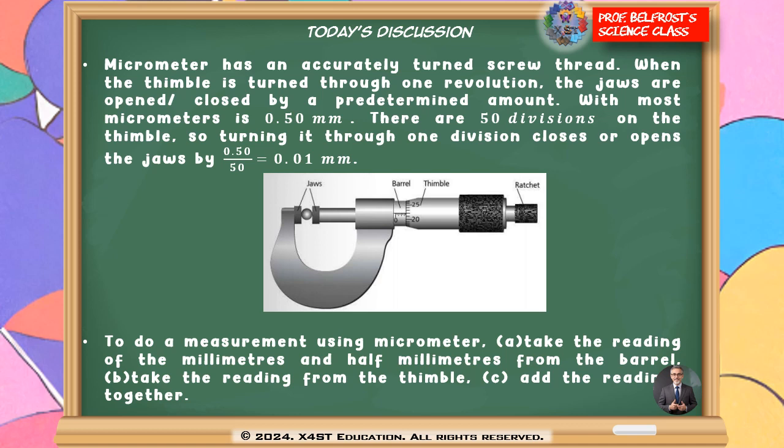To do a measurement using a micrometer, first take the reading of the millimeters and half millimeters from the barrel. This is the same as the main scale in the vernier. And then B, take the reading from the thimble. This is the same as the vernier scale in vernier calipers. C, add the readings together. So you are ready now.